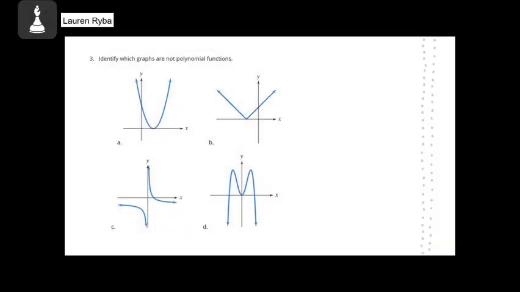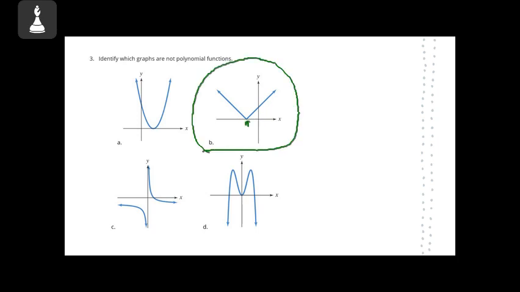Looking at these graphs, we need to determine which are not polynomial functions. So it's not going to be a polynomial function if it has a corner or a break, or is not a smooth curve. Well, B is not smooth. There is a corner here. That is not a polynomial function. C has a break here. This graph breaks right here. So B and C are not polynomial functions.